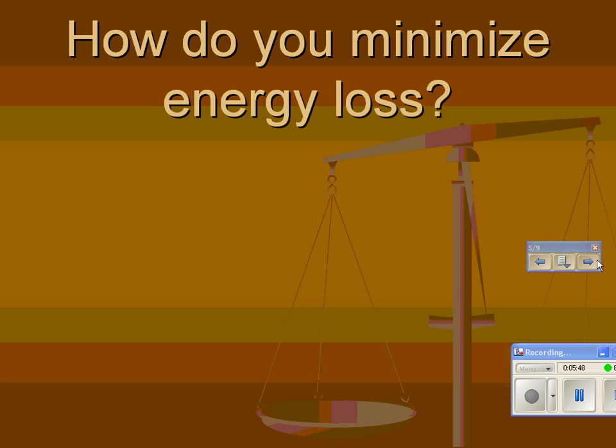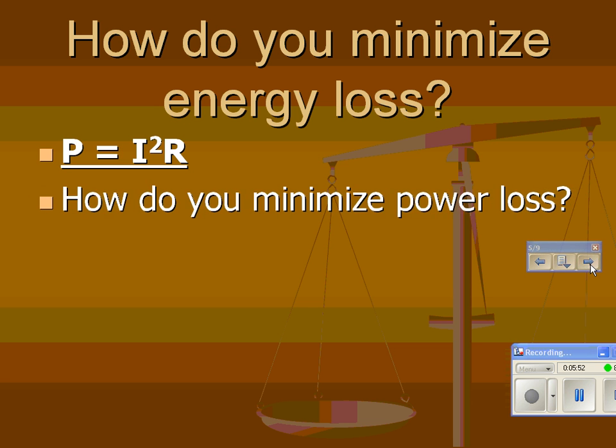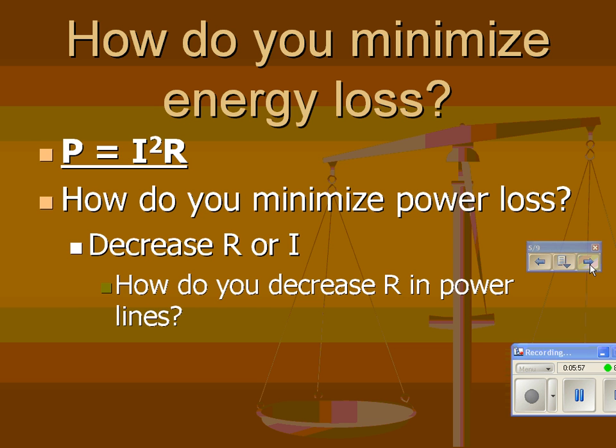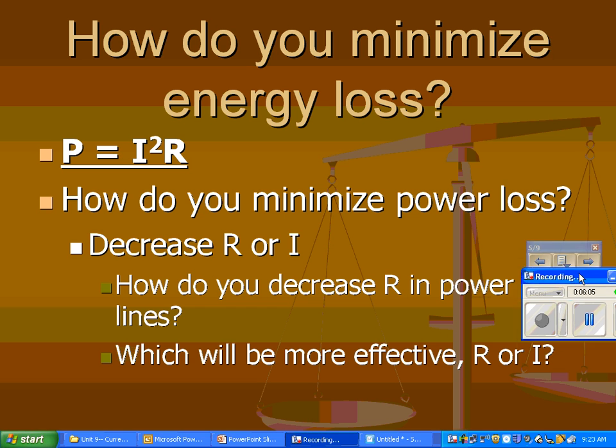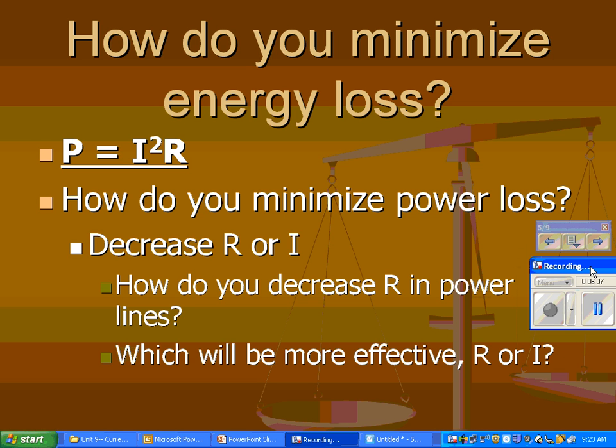Okay. How do you minimize energy loss? That's what I just talked about. Okay, P equals I squared R. You minimize power loss by decreasing R or decreasing I, and decreasing I has the greatest effect. But again, we talked about how you decrease the resistance by making the power lines fatter and choosing good materials. And I will have the greatest effect because it's I squared R. Okay?